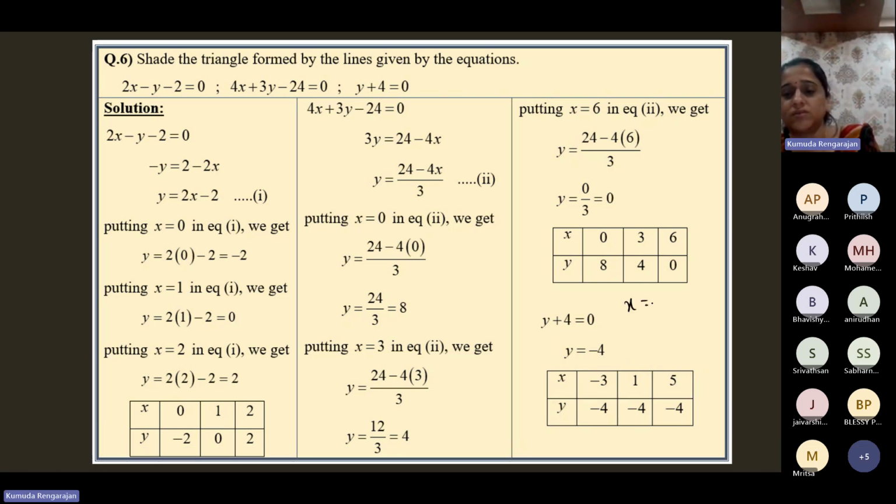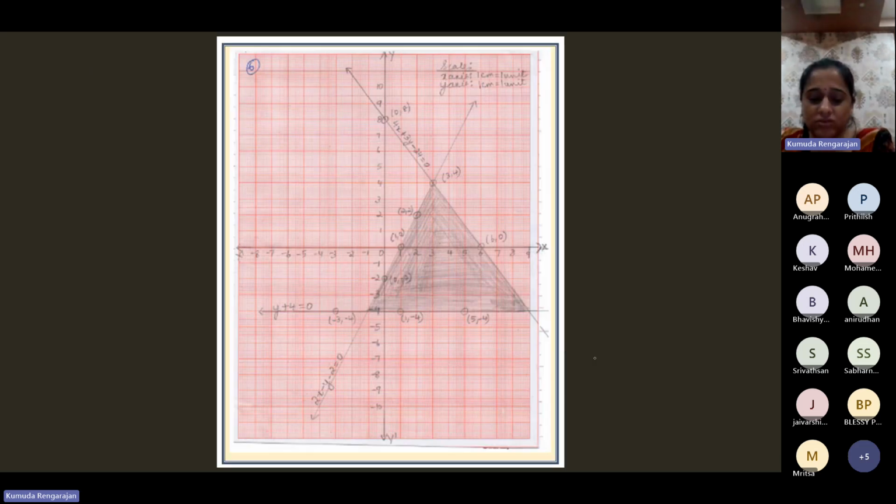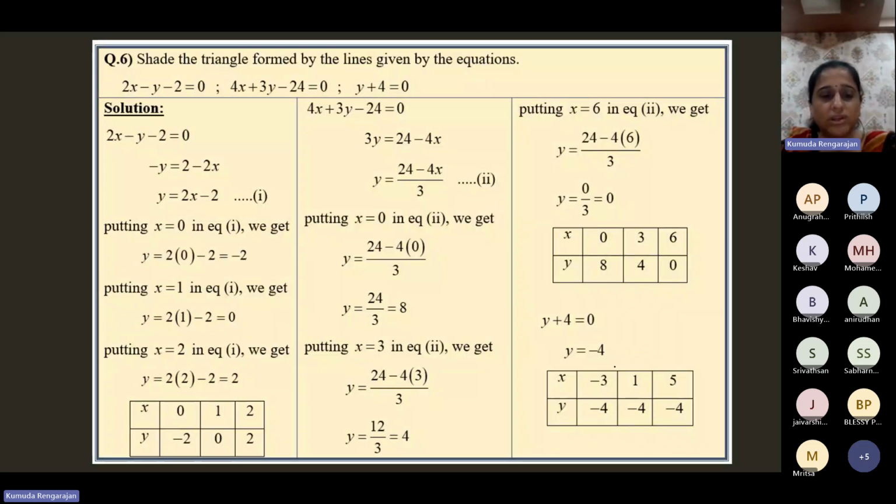Similarly, if it is x is equal to -4, that means x is always -4 for any value of y, like 0, 1, 10, for any value of y. So after making the xy tables for the three equations, you'll have to plot the points carefully. Now see the table, we have only integer values, so it's easy to plot. You can plot them precisely.